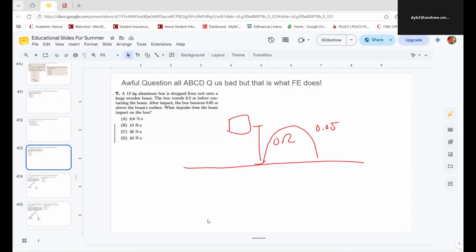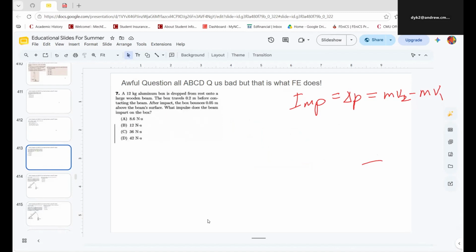Impulse is delta P, so you can say mv1 minus mv2, or 2 over 1. You need the velocity before and after. How we're gonna do this is straight up and down: mgh equals 1/2 mv squared, and that's gonna give me V2, the initial velocity that we get.